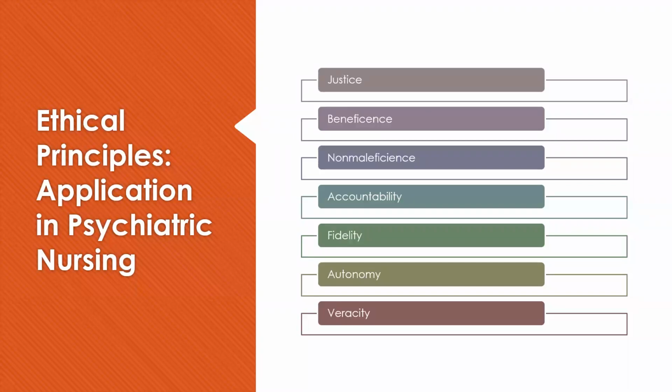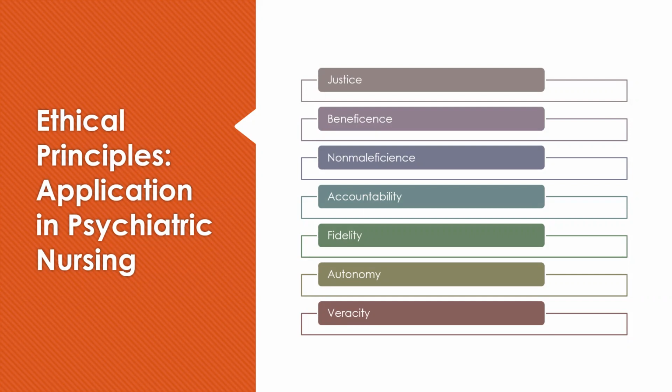Ethical principles are going to be standard across the field of nursing. However, we can apply them differently in different situations, and different healthcare settings may have certain principles that are harder to enforce than others. So for example, in psychiatric nursing, we have the ethical principle of justice. Beneficence is to do good for your patient, whereas non-maleficence is to do no harm.